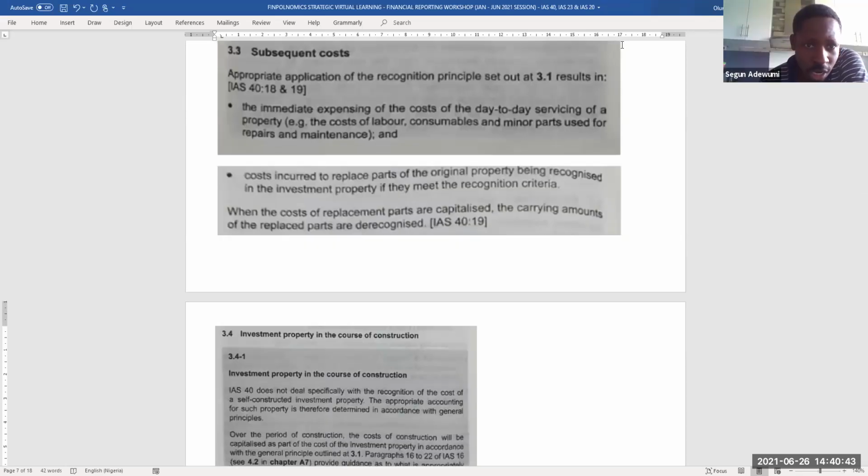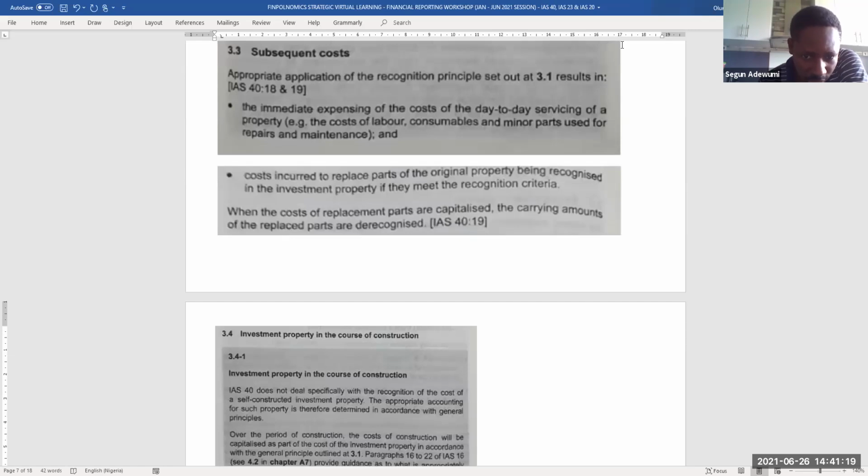Subsequent costs. Appropriate application of the recognition principle set out at 3.1 results in: 1, the immediate expensing of the costs of the day-to-day servicing of a property, e.g. the cost of labor, consumables, and minor parts used for repairs and maintenance, and costs incurred to replace parts of the original property being recognized in the investment property if they meet the recognition criteria. When the cost of replacement parts are capitalized, the carrying amounts of the replaced parts are derecognized.